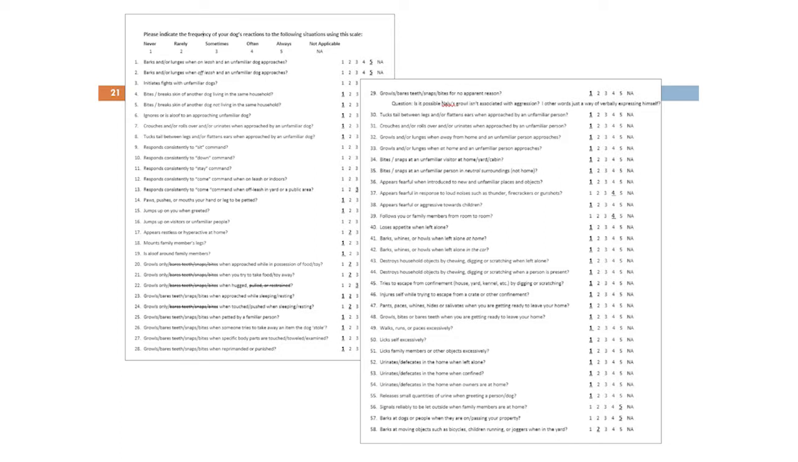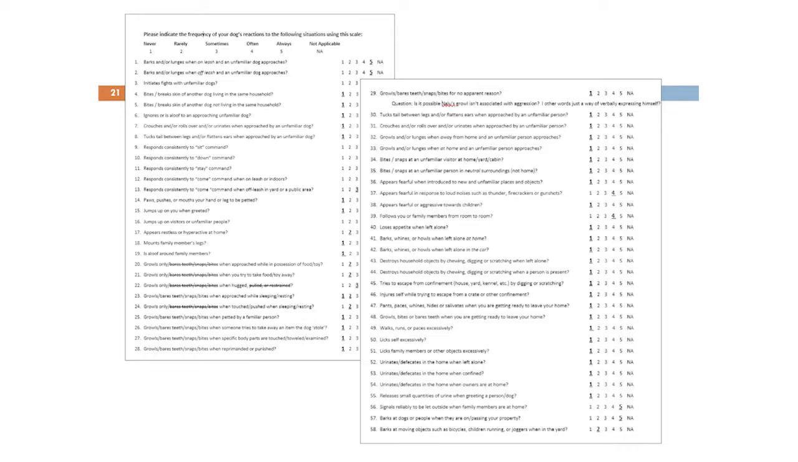What I want to highlight here is this is a part of our history form where we ask the clients all of these different scenarios. Please indicate the frequency of your dog's reaction to the following situations using the scale. Never would be 1, so never ever happens. 5 means it always happens. And so in some cases, because I know the history form well, I'll even just look at this and do a quick scan.